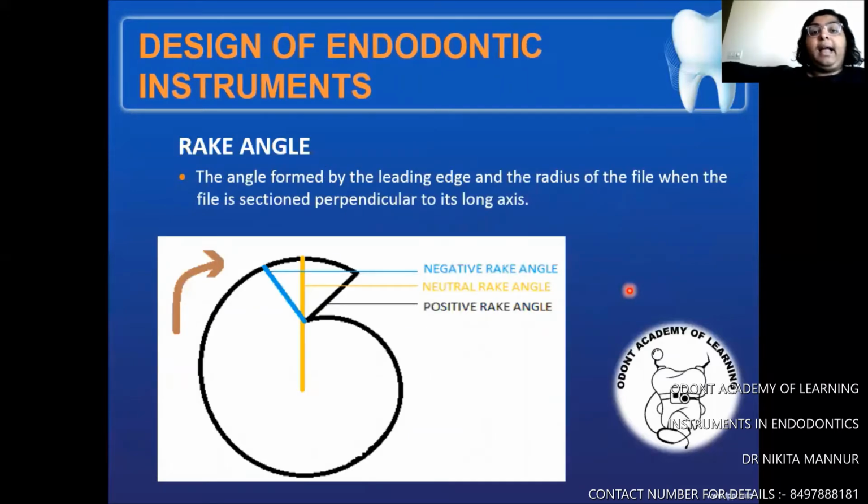Rake angle. The angle formed by the leading edge and the radius of the file when the file is sectioned perpendicular to its long axis. So here you can see this is the neutral rake angle. Ahead of that is the positive rake angle, and behind is the negative rake angle. So a file which has more positive rake angle has better cutting efficiency, and a file which has negative rake angle has poor cutting efficiency.